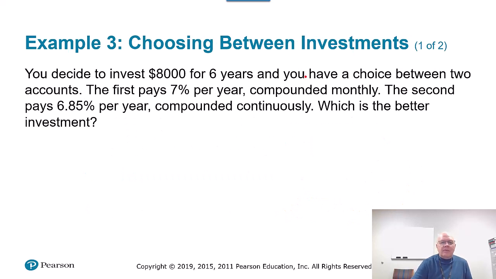Here's an example. First of all, when I read through it, I see some important parts. There's a principal I'm going to use. Here's a t I'm going to use. You have two accounts. The first one is 7% compounded monthly. As soon as you see that compounded monthly, you know that the first one is going to use this formula.